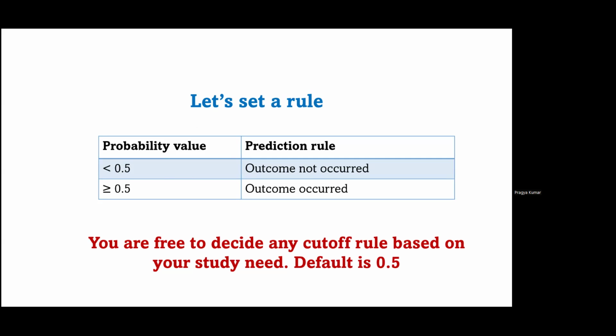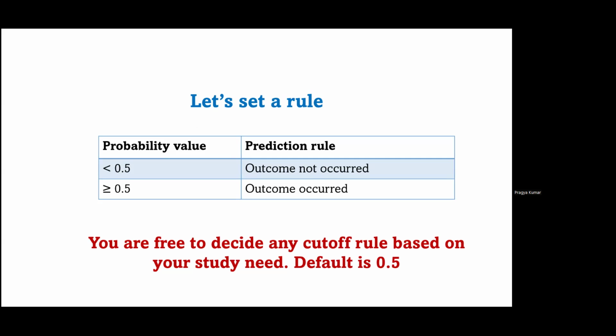By default, it is 0.5. Software has set 0.5 for that. But if you want to increase this cutoff of probability, you can definitely change this. But generally, we don't change it because 0.5 is okay. So that's why by default it is 0.5.